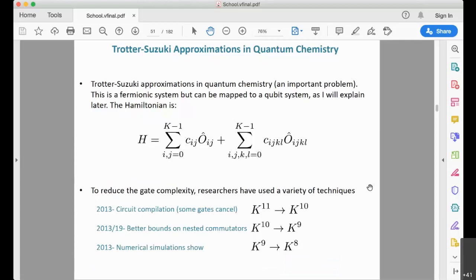There have been papers on circuit compilations, how to cancel some gates. So I give you the circuit, and do I need all the gates, or can I compile it in some way to reduce its complexity? This has been done in some papers in 2013. They reduced the power by 1. Then they noticed that the error bounds for product formulas for this particular problem were actually better than what I said. What I gave you were upper bounds. So you can improve those upper bounds and reduce the power by 1. Then they saw that when they did some numerical simulations, they really needed power to the 8.